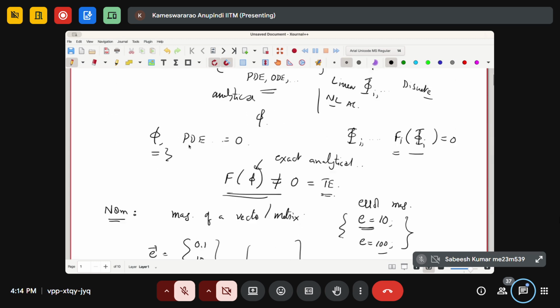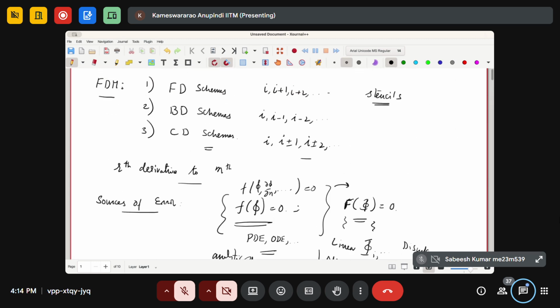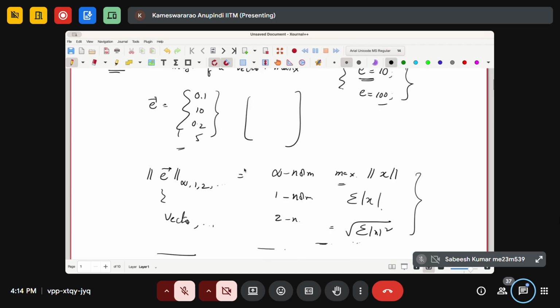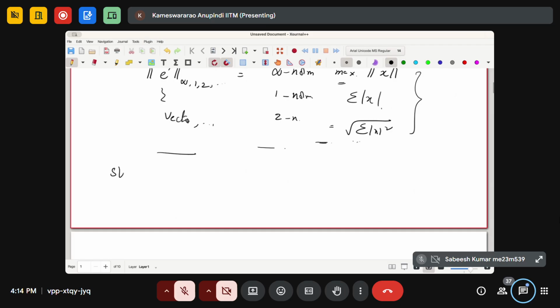Okay. If no more questions, let's get back to this thing. So we said if you want to calculate the rth derivative to mth order accuracy, given a stencil, we can find out how to develop an expression for a derivative, right? The derivative could be a first order derivative like ∂u/∂x. It could be a second derivative ∂²u/∂x², and so on. That is what we have done.